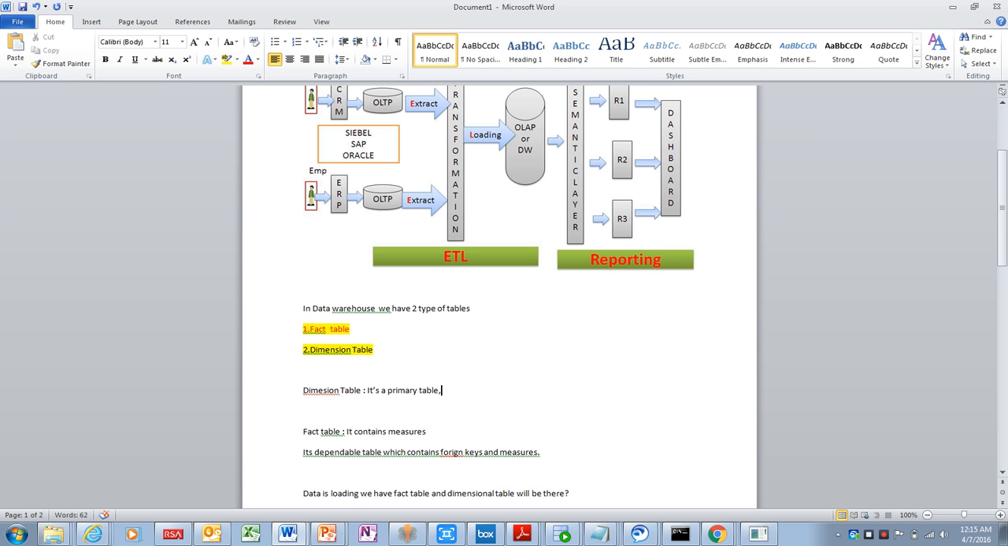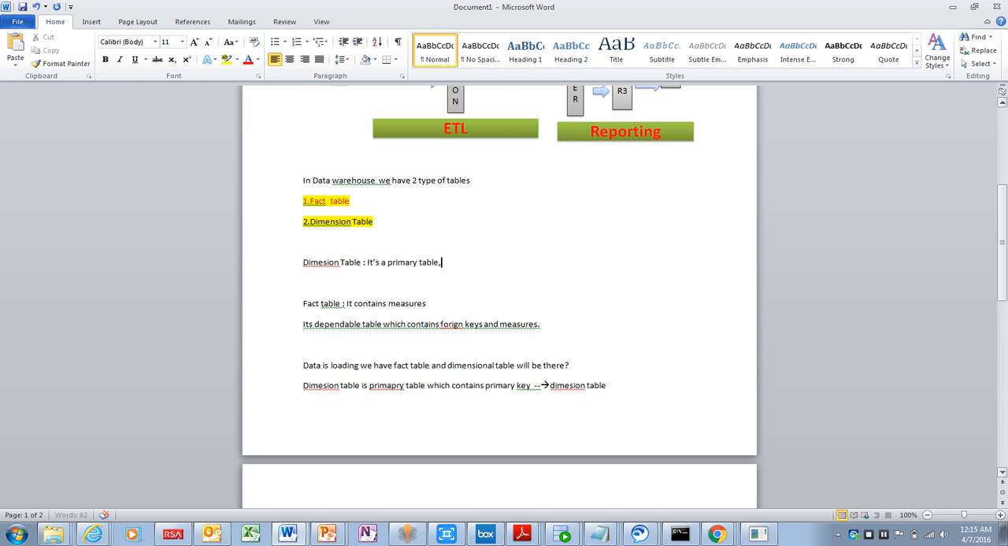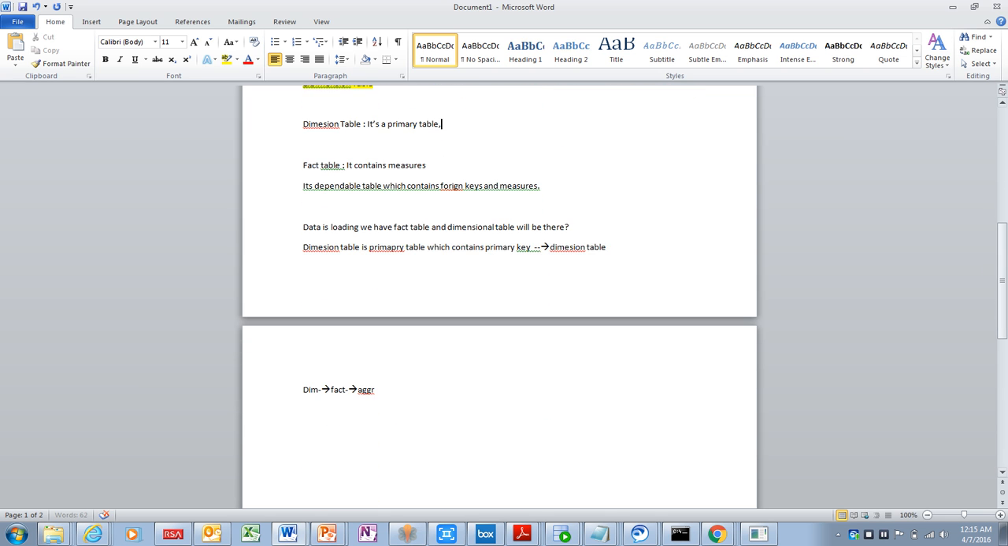Suppose I have a dimension table, a fact table, and an aggregation table. Where will we create the aggregation table? On the fact table. That means first the data will be loaded into the dimension table, then the fact table, then the aggregation table. This is a very important interview question, you may get it.